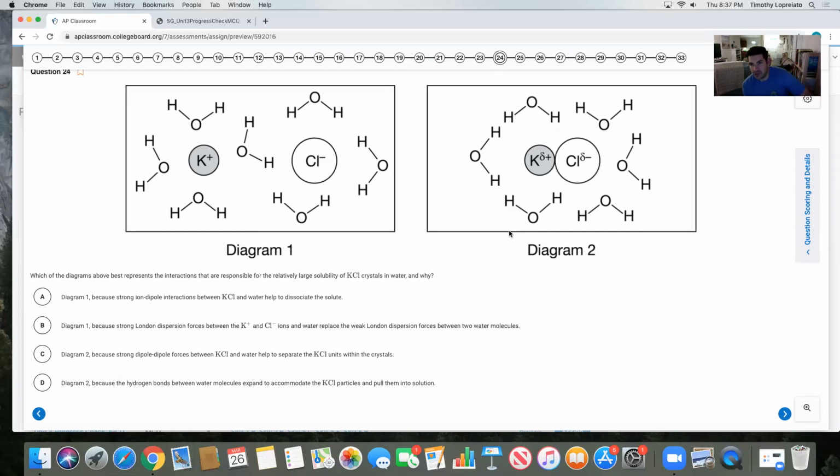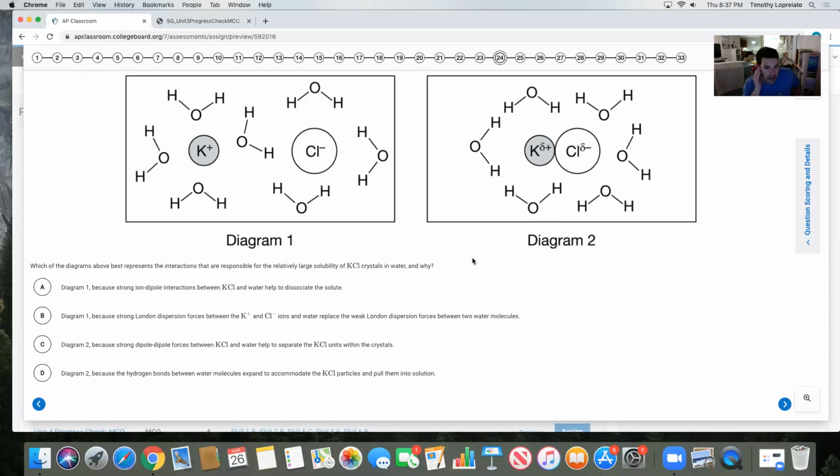All right, KCl crystals, lattice, ionic compound, positive and negative, right? They are ions, they have those fixed charges. They do not have partial charges. Those are for polar molecules, not ionic compounds. So it's going to be diagram 1.